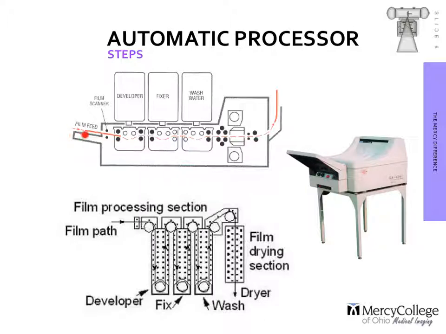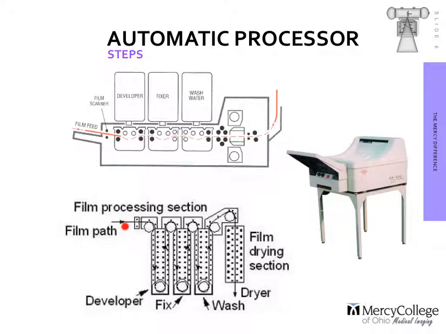But you can follow basically the film from the entrance rack and in. It's going to go into the developer through the roller system, cross over into the fixer, jump into the wash, jump into the dry. Down here you can see a slightly different variation of how the film travels through.